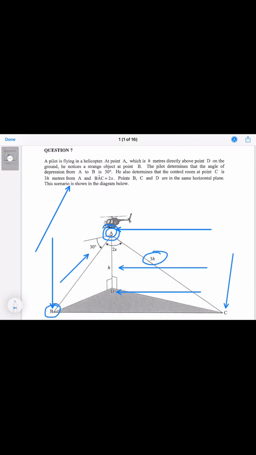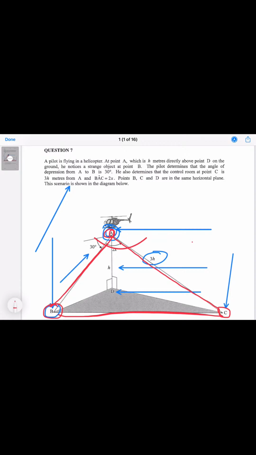And triangle BAC. Where is C? Okay, let me draw it correctly. So in triangle BAC, there is the triangle. Angle A is equal to 2x. Yes, that can be seen on the diagram.